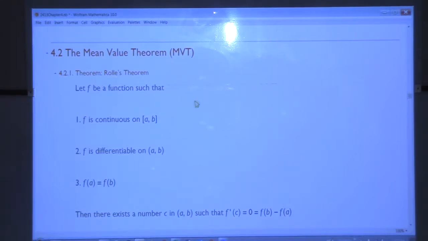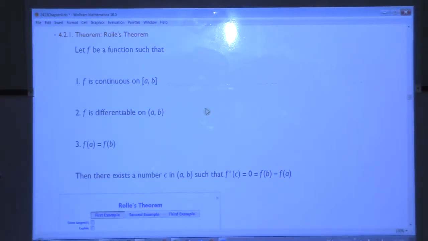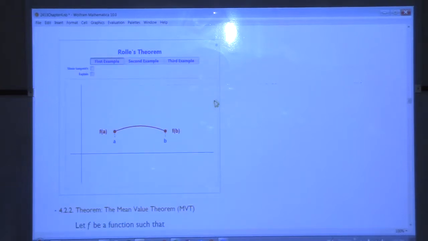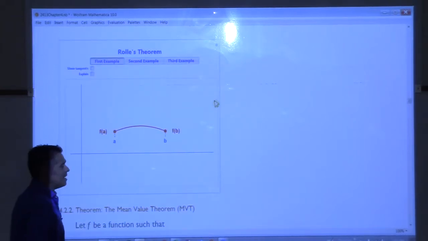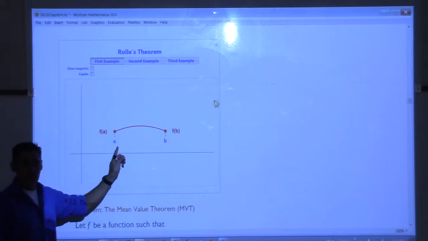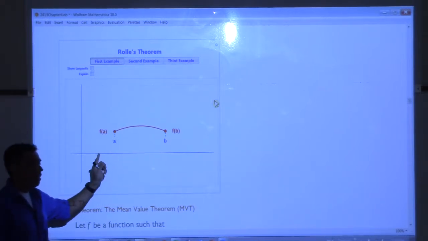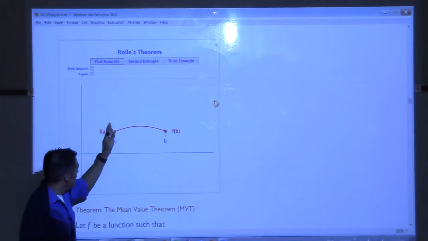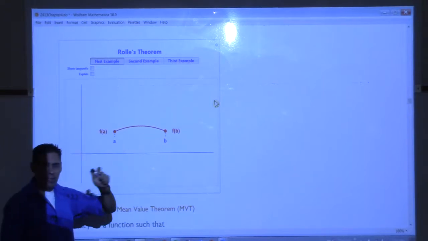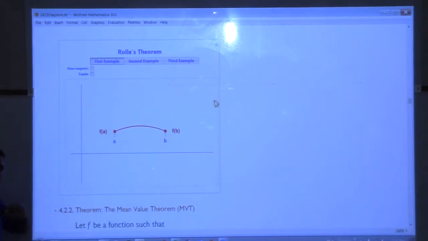And Rolle's theorem, I think most students have no problem understanding Rolle's theorem. Here's a bunch of stuff, but let me just get to the picture. Here's what Rolle's theorem says. It says, let's say you have a continuous function on a closed interval, all right? So we have a function, it's defined on a closed interval, it's continuous, I can draw it without picking up my pencil, and it's differentiable.